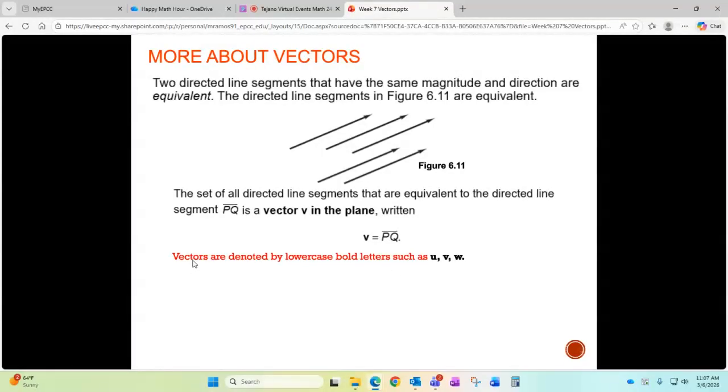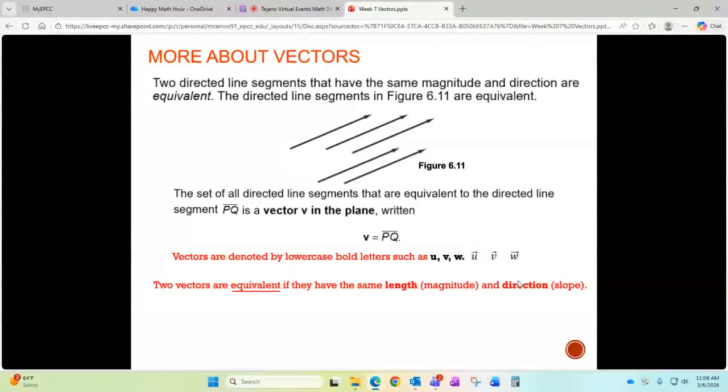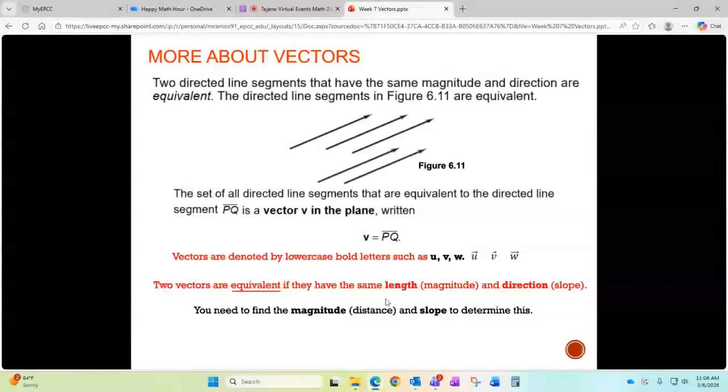We can also denote vectors by lowercase bold letters. u, v, and w are common. When you see lowercase bold letters, it's usually a vector. You will also see these lowercase letters with a little arrow on top to indicate that they are vectors. If they are equivalent, their lengths or magnitudes are the same, and their direction, or slopes, are going to be the same. For magnitude, we use the distance formula, and for direction, we use the slope.